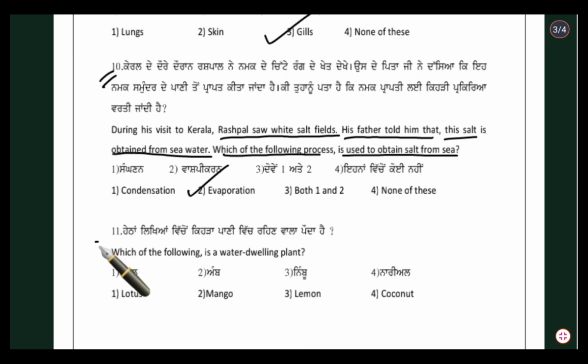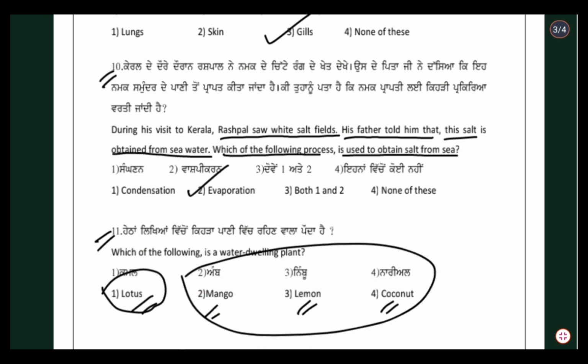So question number 11 is, which of the following is a water dwelling plant? The options are lotus, mango, lemon, coconut. All the other options are plants that grow on land, but lotus is an aquatic plant that grows in water. So the right option is lotus.